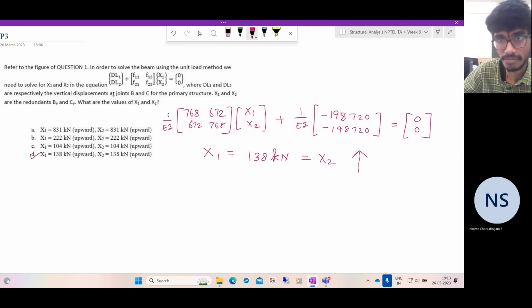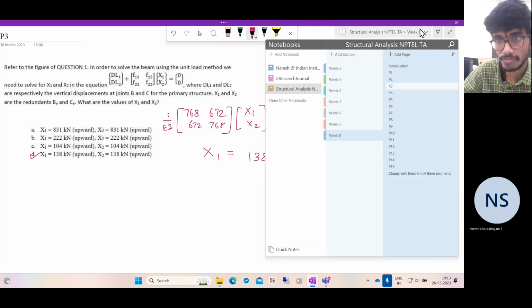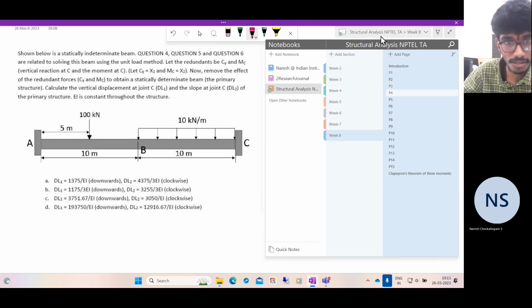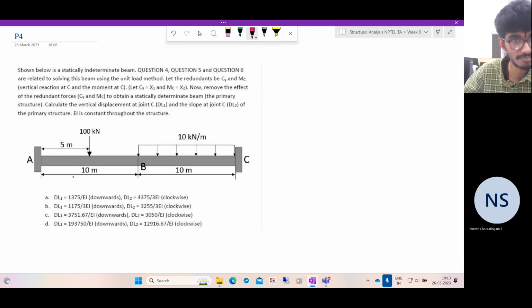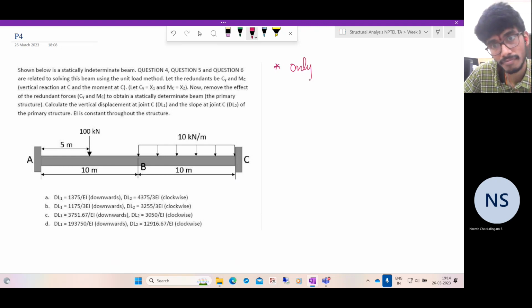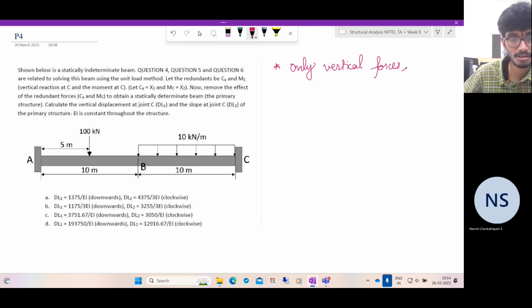Let us go to the next question. Here we have a fixed beam subjected to vertical loads only. Note that we only have vertical forces. And if the beam is initially unstretched or there are no temperature effects, the horizontal reactions are 0.